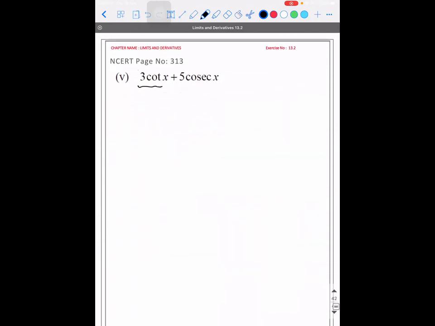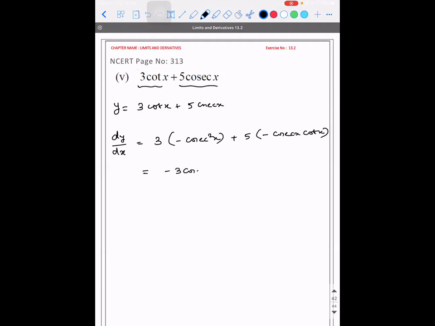Next. Y is equal to 3 cot x plus 5 cosecant x. What is dy by dx? 3 times cot x is how much? Minus cosecant square x, plus 5 into cosecant x is minus cosecant x cot x. So minus 3 cosecant square x minus 5 cosecant x cot x.